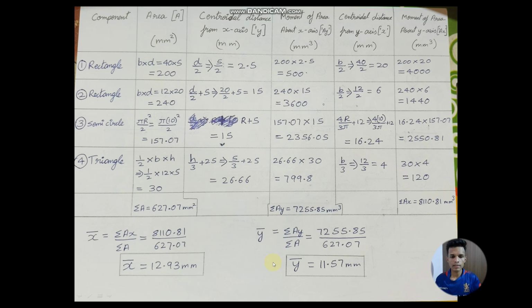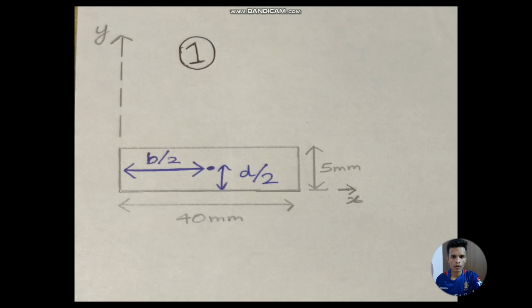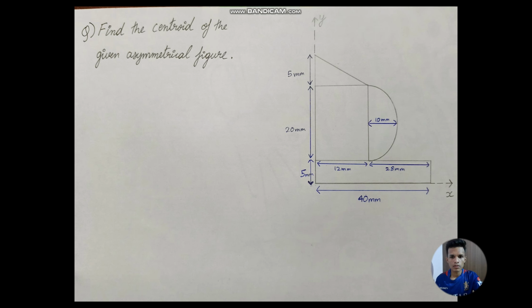So this answer tells us the centroidal distance is 12.93 mm from x-axis and 11.57 mm from y-axis. So yeah, in this whole asymmetrical figure, the x bar is about 12.53 and the y bar is 11.97.